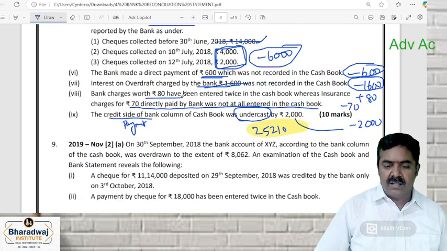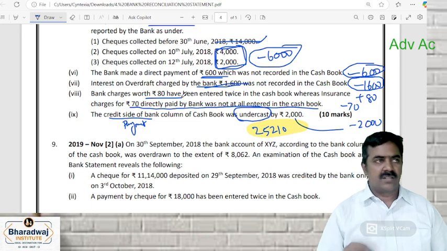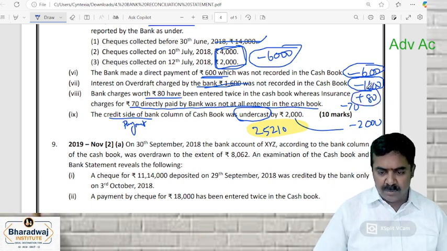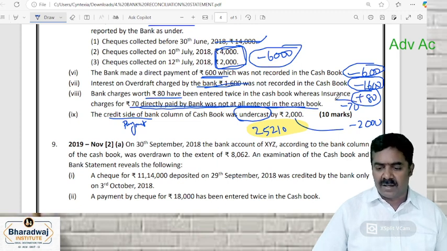Bank charges 80. 2 times in cash book they reduced. We have reduced only once. So reduce once more. So OD is a starting point, do the opposite. Paid by the bank. We have deducted, customer has not deducted, we should add back minus 70.